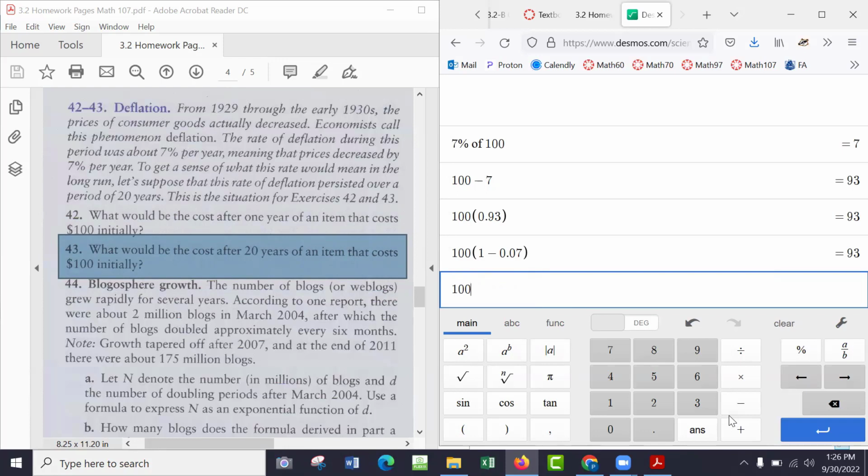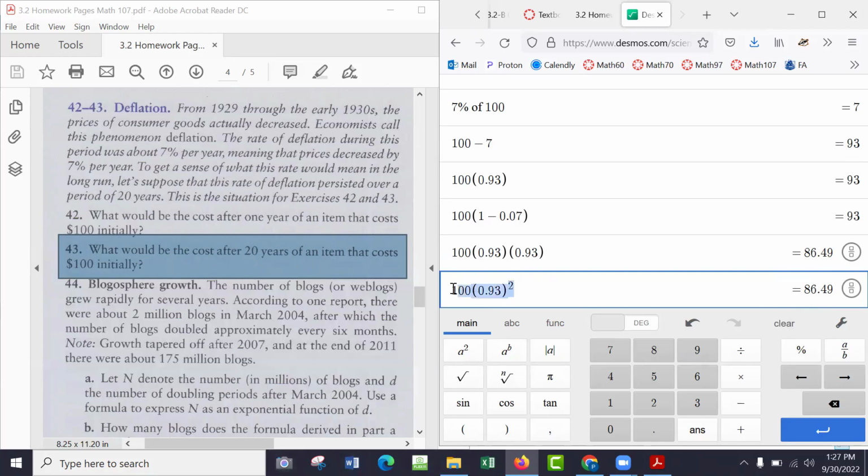Well, I'm just going to do 2 years. So for 1 year, you multiply by 0.93, and you get $93. But if it deflates again at 7%, you just multiply by 0.93 again to get $86.49. But that's after 2 years. And as we've seen, you can use exponents to go 0.93 to the power of 2. So you can put an exponent there for 2 years to get $86.49, and so on and so forth.